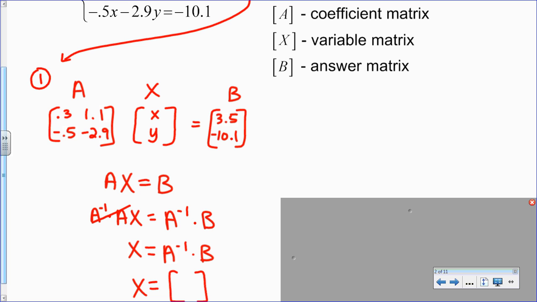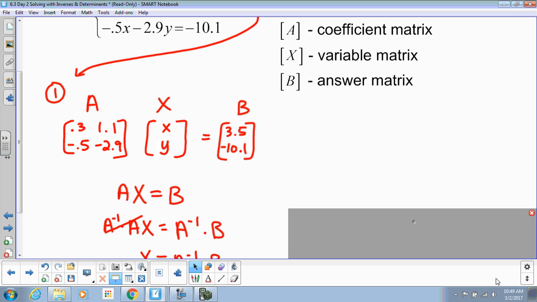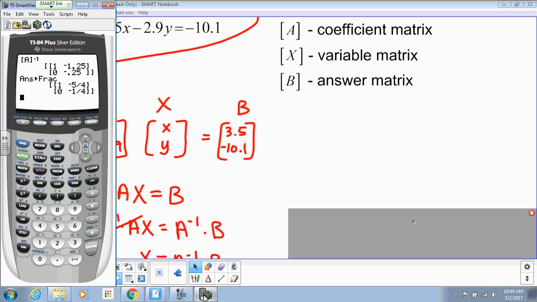So let's do this on the calculator. So what you need to type in is matrix A and matrix B, and then you'll type that. Then you will go back to your home screen and type in A inverse times B, and that will give you your solutions for X. So I need to edit, so I can type in matrix A and B.